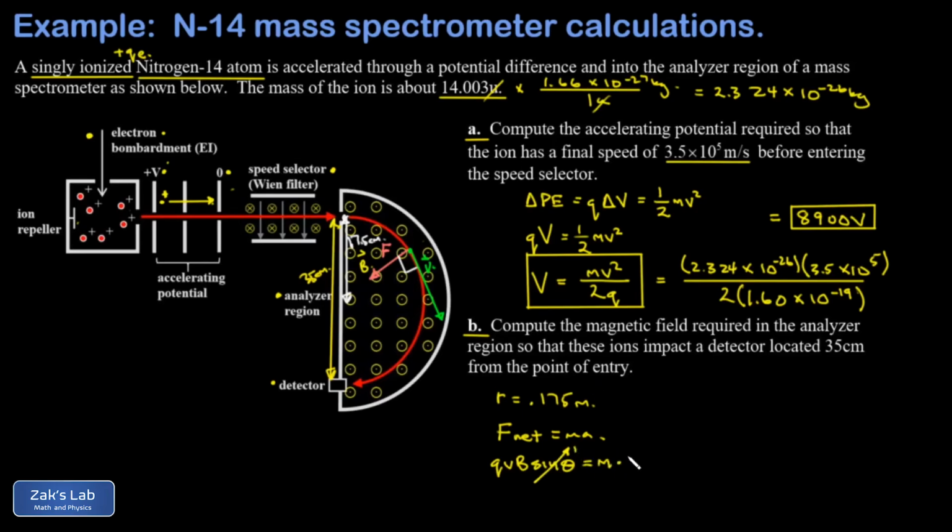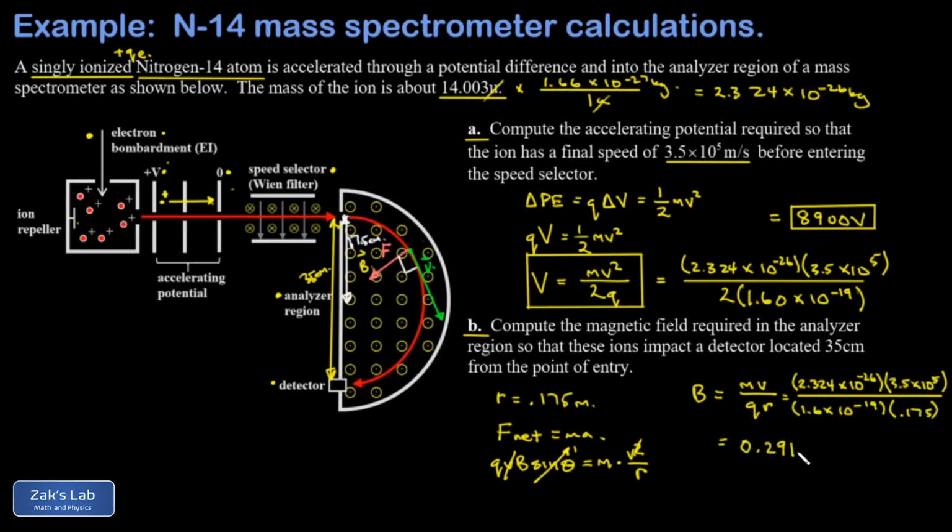Our acceleration is related to the speed and the radius of curvature by v squared over r. And now we should be able to solve for the magnetic field corresponding to this radius of curvature. So we cancel one factor of r and isolate B on the left-hand side. And B is going to be mv over qr. We plug in our numbers, and when we round to 3 significant digits, we get 0.291 Teslas.